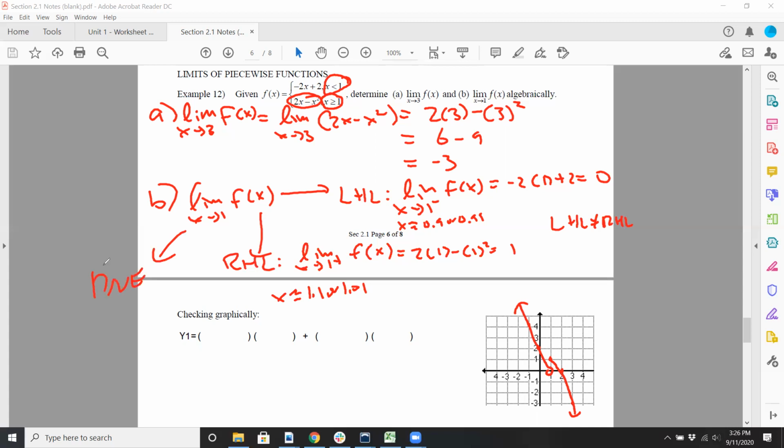And graphically, we see that over here. From the left side, we're going towards 0, but the right side, we're going towards 1. They don't link up. So you do have to be very careful with piecewise functions, especially if x is approaching a number that is part of these boundaries here for those inequalities. But for A, that was just fine. You just look at 2x minus x squared because you're just in that region, so that's not a problem. But for B, we did have a problem, and we had to be very mindful about the LHL and RHLs.